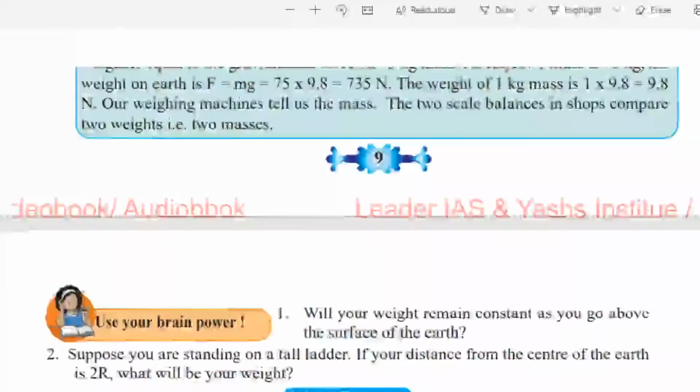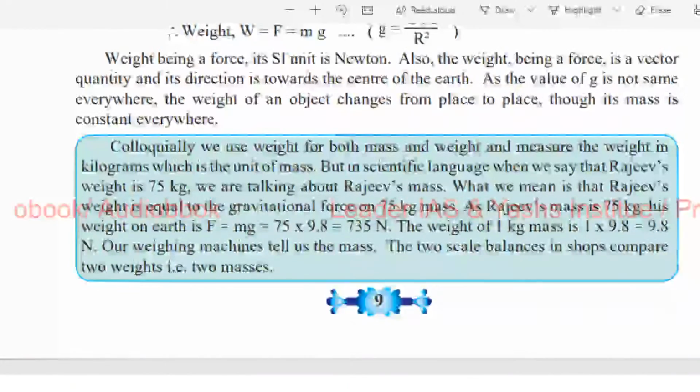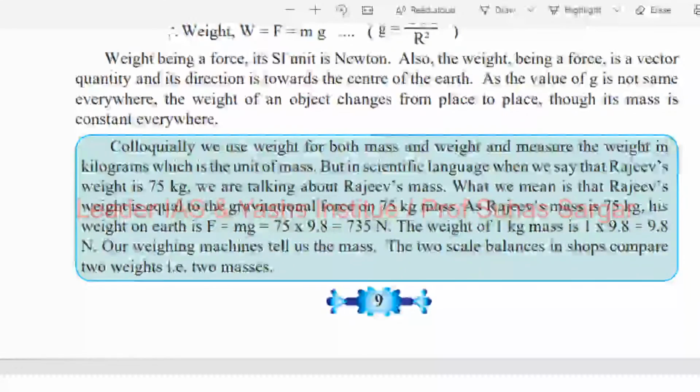Colloquially, people use weight for mass and measure the weight in kilograms, which is the unit of mass. But in scientific language, when we say that Raju's weight is 75 kg, we are talking about Raju's mass. What we mean is Raju's weight is equal to the gravitational force on a 75 kg mass.